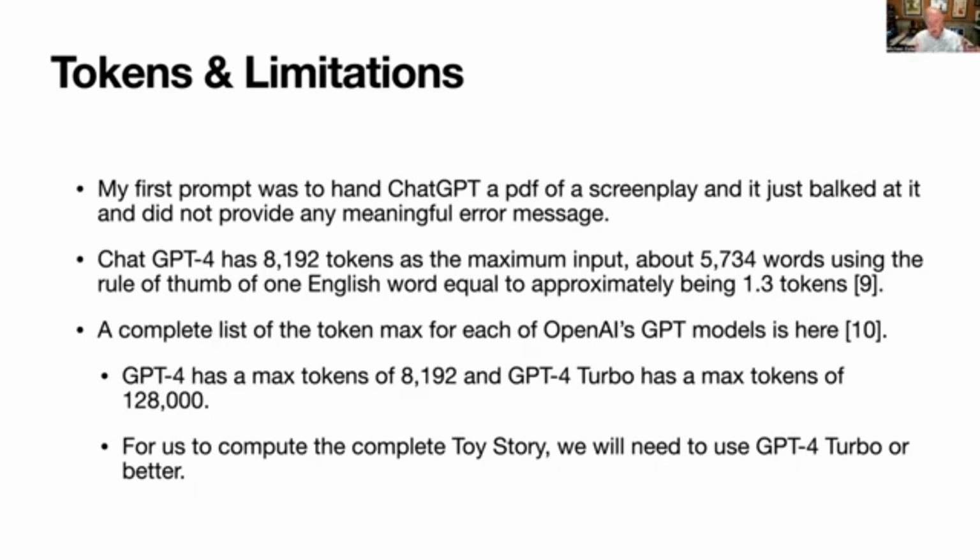ChatGPT 4 has 8,192 tokens as the maximum input. It's about 5,734 words, using the rule of thumb of one English word being equivalent to approximately 1.3 tokens. And the complete list of the token max for each of OpenAI's GPT models is in reference 10. GPT-4 has a max tokens of 8,192, as I said before, and GPT-4 Turbo has a max tokens of 128,000. That ought to be enough for us to do Toy Story. For us to compute the complete Toy Story, we need that GPT-4 Turbo.